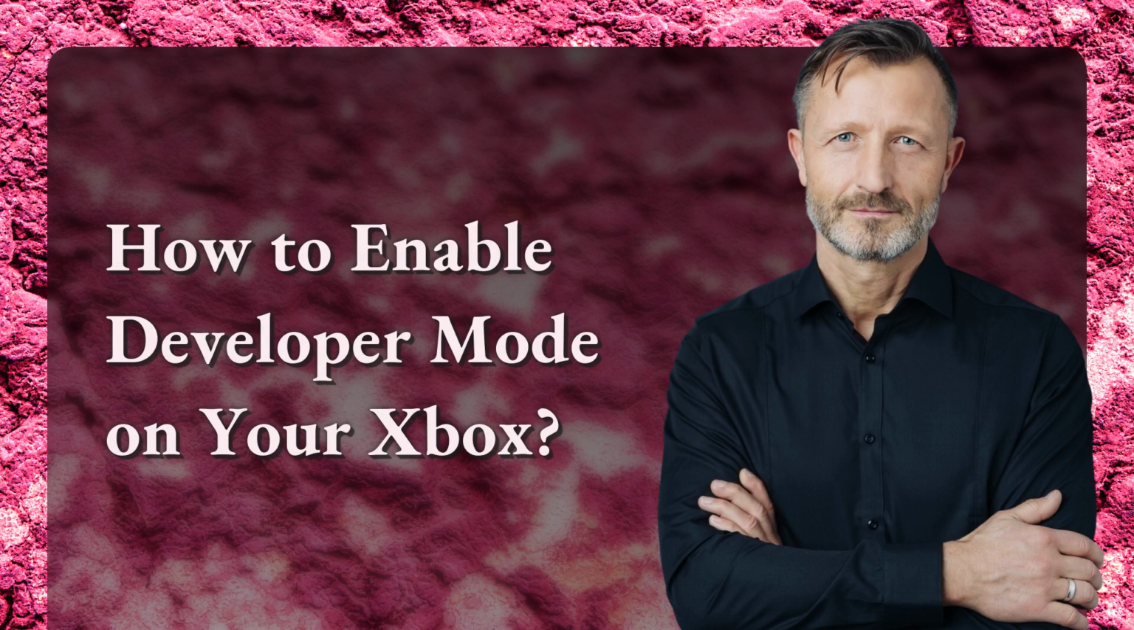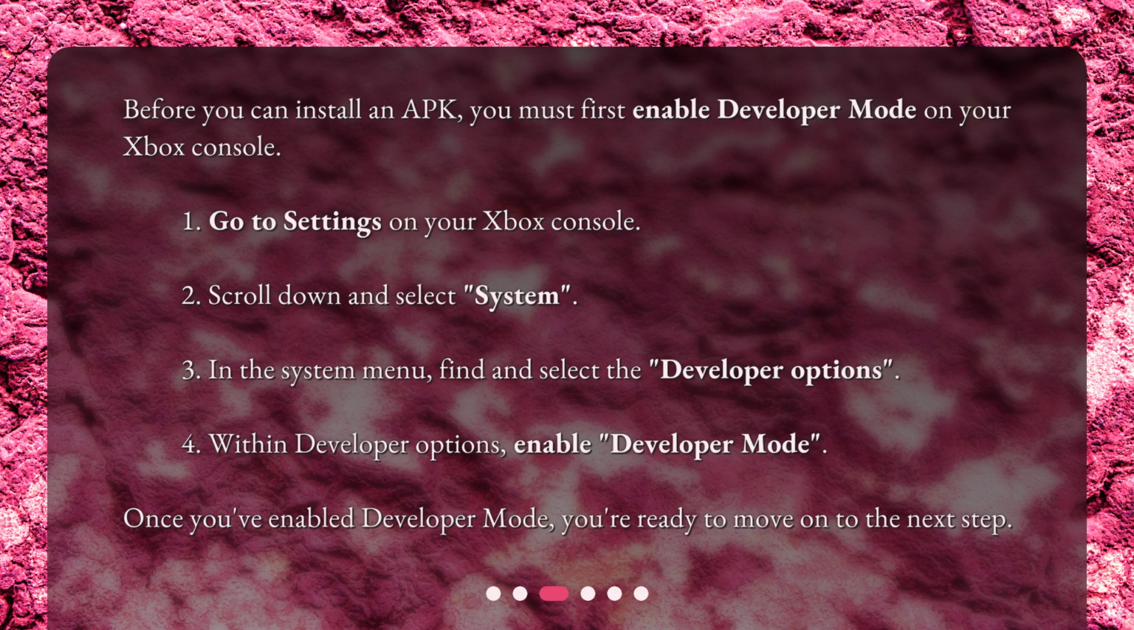How to enable developer mode on your Xbox? Before you can install an APK, you must first enable developer mode on your Xbox console. 1. Go to Settings on your Xbox console. 2. Scroll down and select System. 3. In the System menu, find and select the Developer options. 4. Within Developer options, enable Developer mode. Once you've enabled Developer mode, you're ready to move on to the next step.